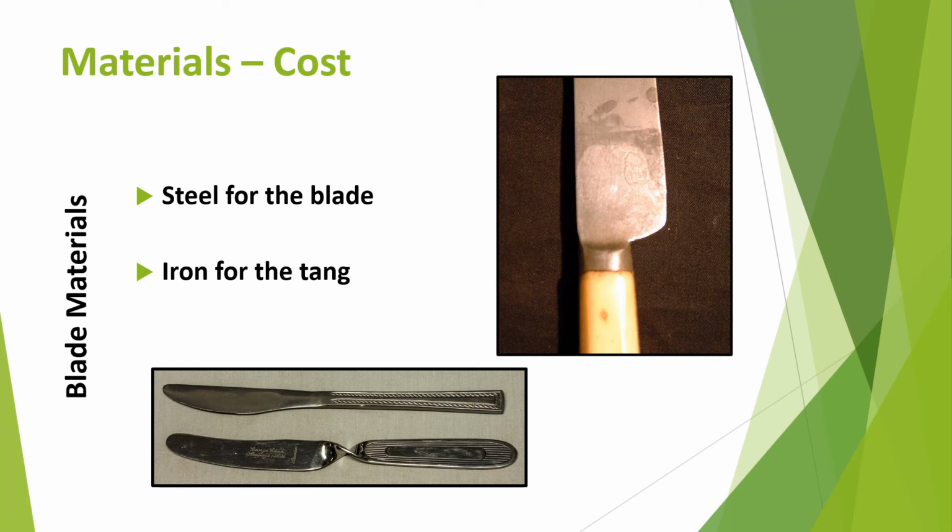The relative cost of steel to iron meant that for centuries the steel for the blade was forged onto iron for the bolster and tang. The join is often clearly visible as the cutlass thumbprint that can be seen in this image.